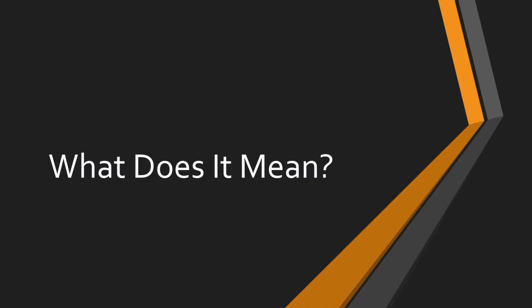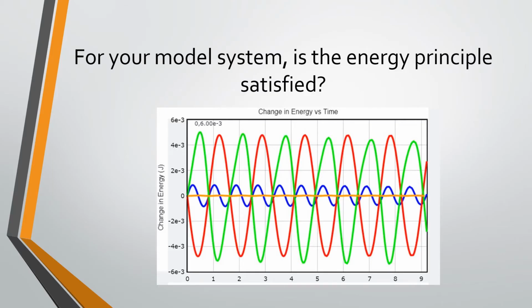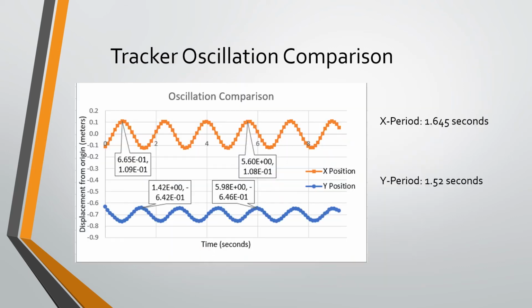So, going into some "what does it mean" questions. As stated previously, our system is defined to include the mass, the spring, and the Earth. There is no work done on the system by the surroundings, which means there is no change in the total energy, meaning the total change in energy must be equal to 0. In the graph shown, the total change in energy is represented by the yellow line, which satisfies the energy principle.